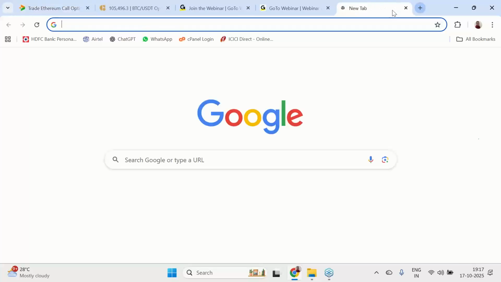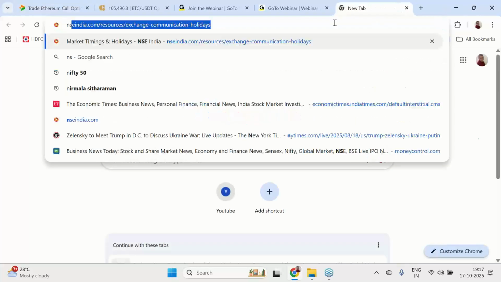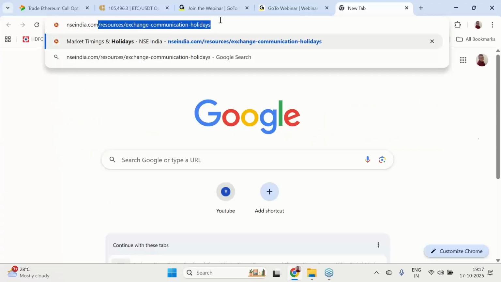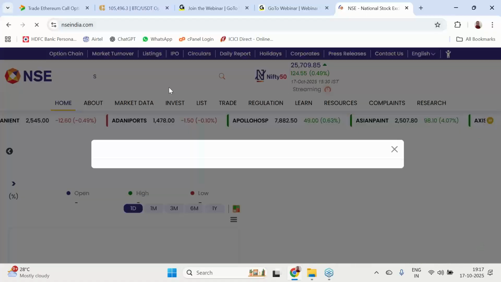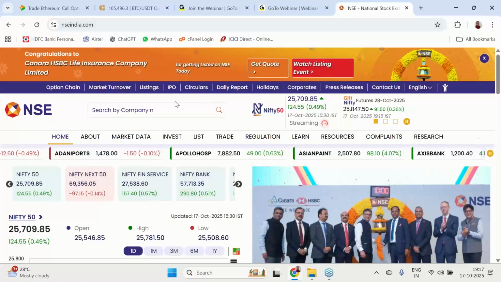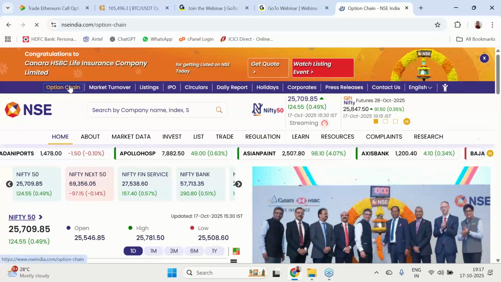So here, when we are dealing with crypto versus when we are dealing with stock or options, what is the difference? If I just open up the NSE site, NSE India, nseindia.com, we will go to the option chain. So we can find out what the basic difference is.